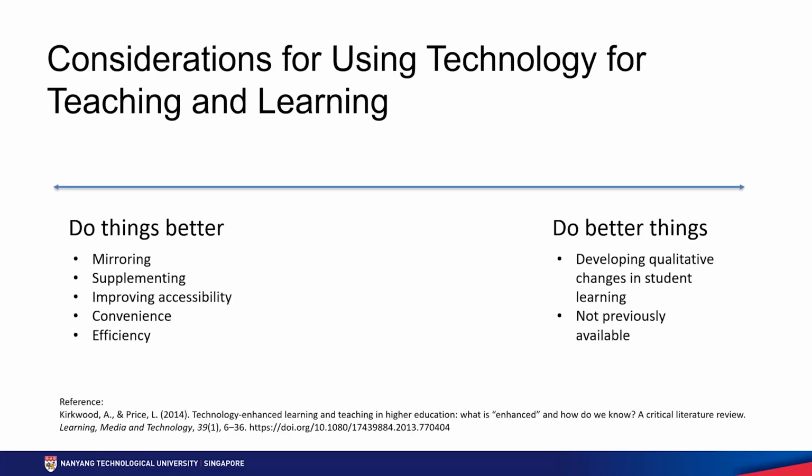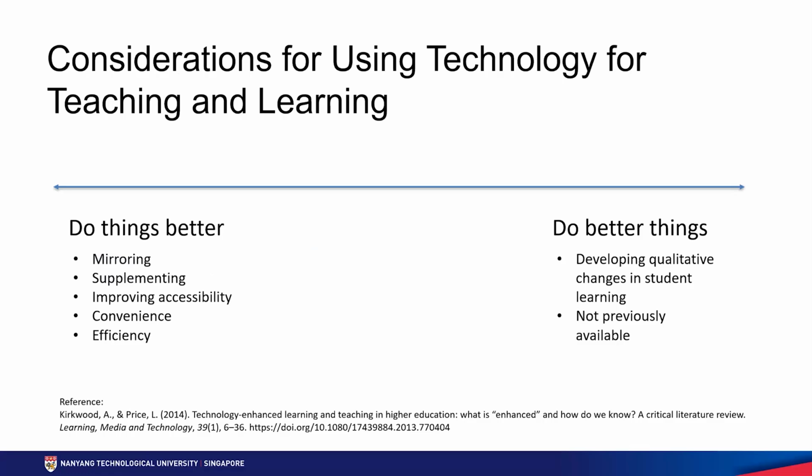Now, in helping us think about how we may use generative AI, or any sort of technology, for teaching and learning, perhaps we could look at it from the perspective of these two buckets. They are kind of overlapping buckets, actually. But the things that faculty have been doing, that I just went over, kind of fall into one of these two. We're either doing things better, so we are mirroring or supplementing what we have been doing, building on our existing practice, improving accessibility, convenience, efficiency. So we're doing things better.